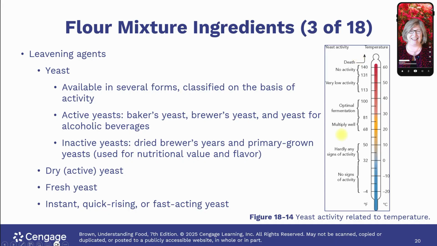So what is the optimal temperature for yeast activity? We're going to see the optimal fermentation occurs between 81 and 100 degrees Fahrenheit. However, right below that, the activity is still pretty good. So this is the range you want to use.